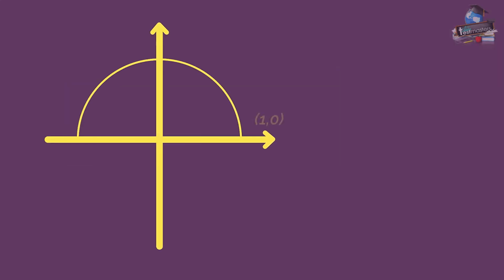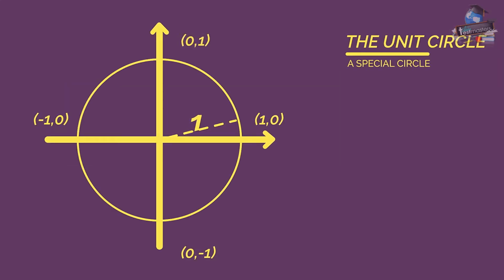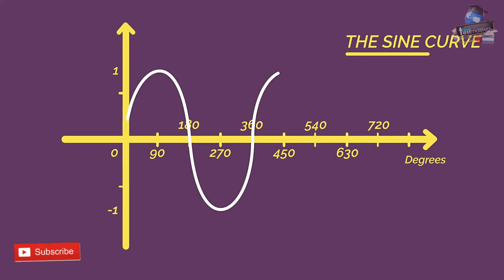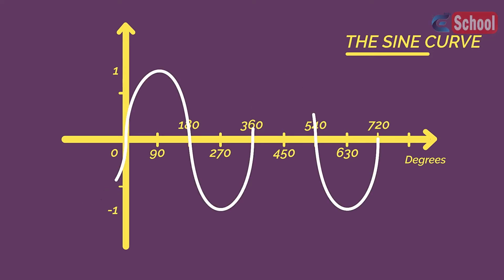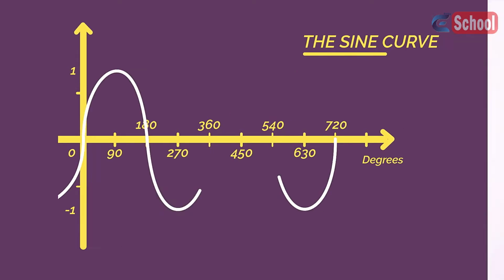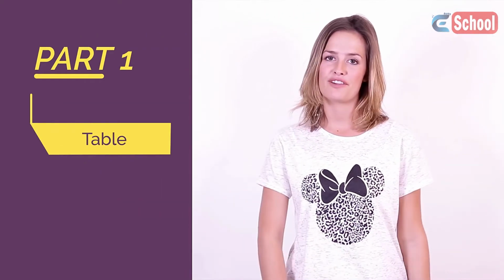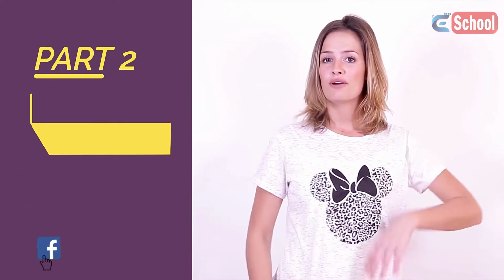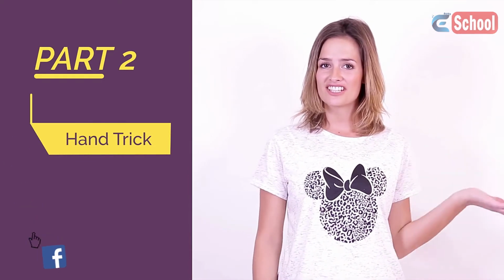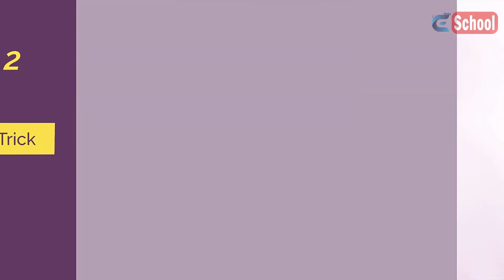So these exact values come from the unit circle, and sine, cos and tan are actually functions that repeat forever. But that's a whole other topic, so we don't need to worry about that. In this video, we're just going to learn what the values are. So part 1, we're going to use a table. And then if that table doesn't work for you, you might prefer part 2, where I'll show you a hand trick that just involves counting fingers.